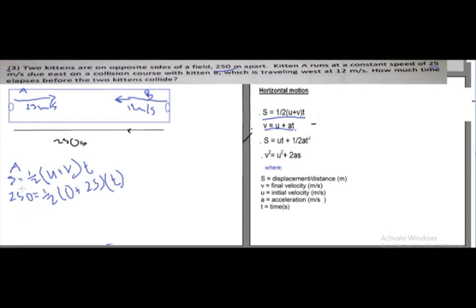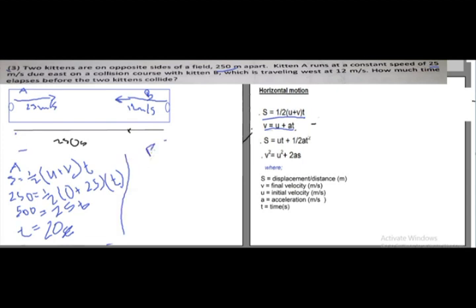Now 2 times 250 is 500. So 500 equals 25 times t, which is 25t. You get 20 seconds. So it took 20 seconds for kitten A to reach the other side of the field.